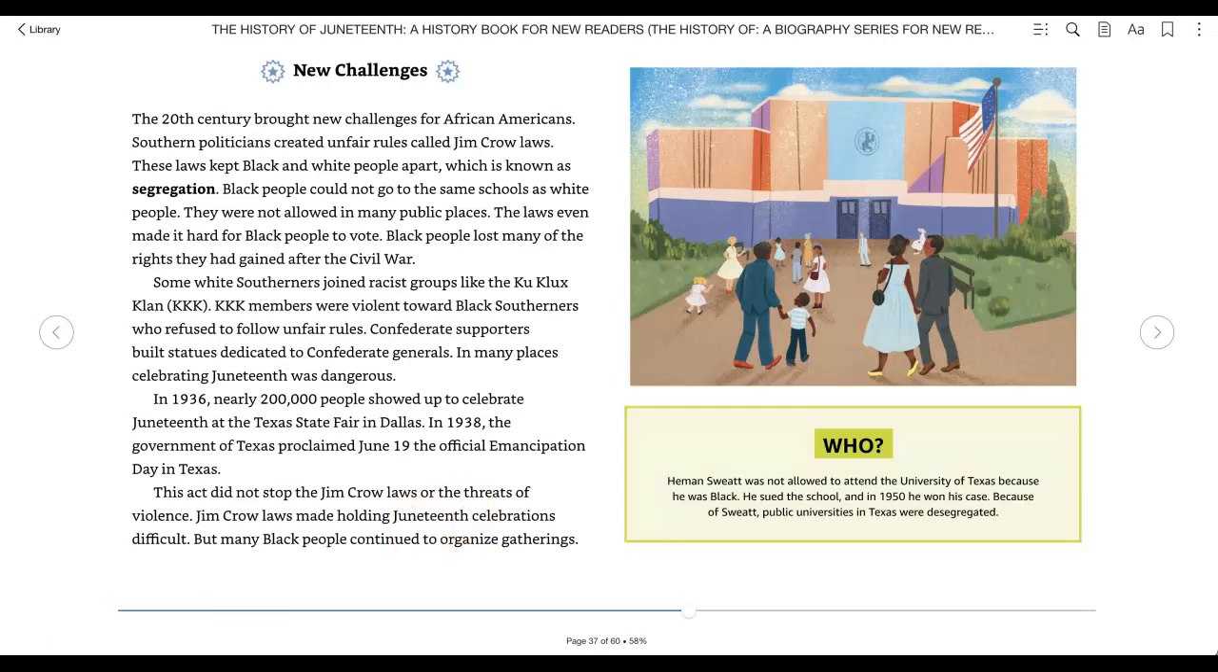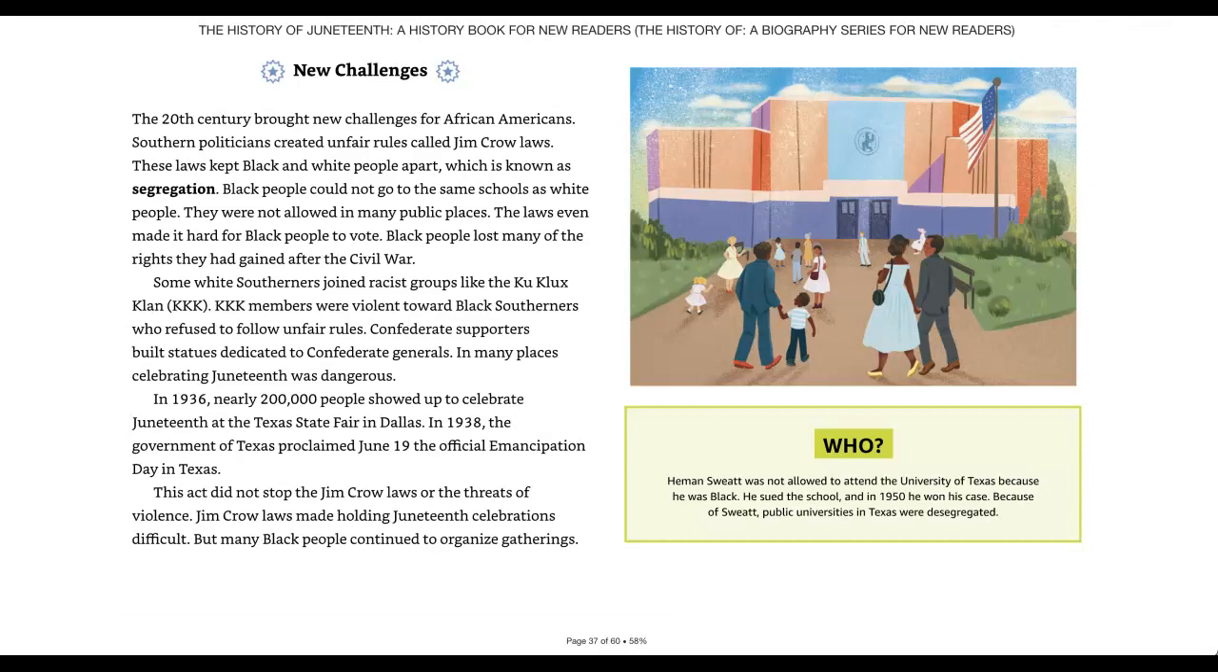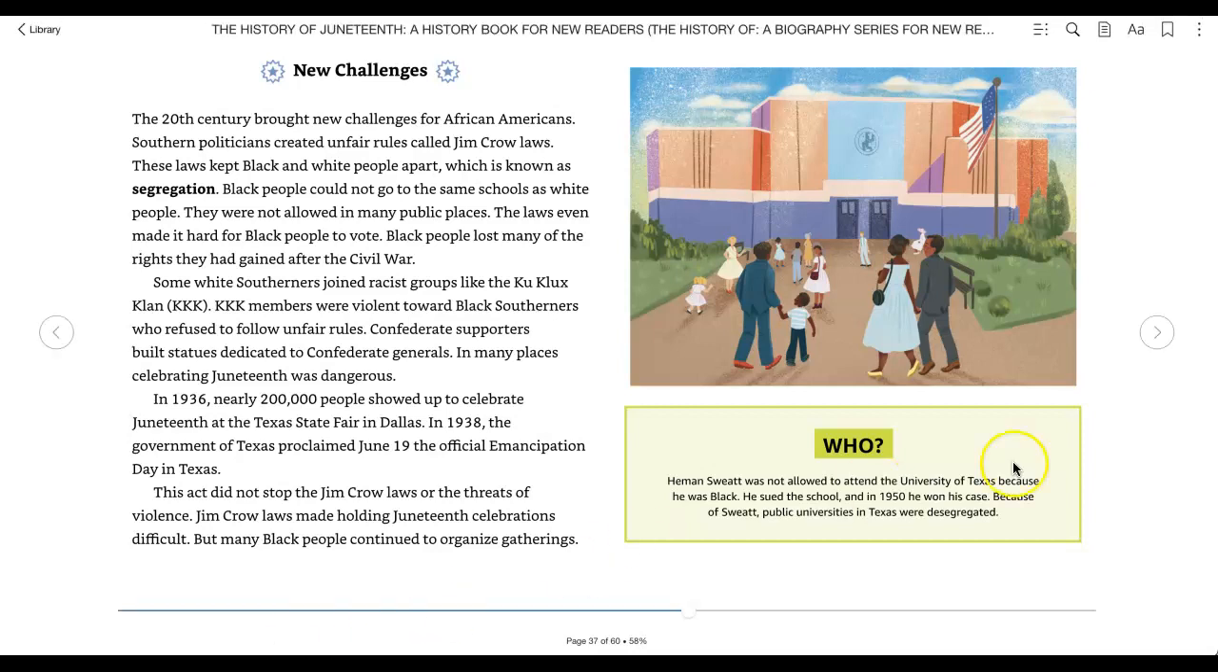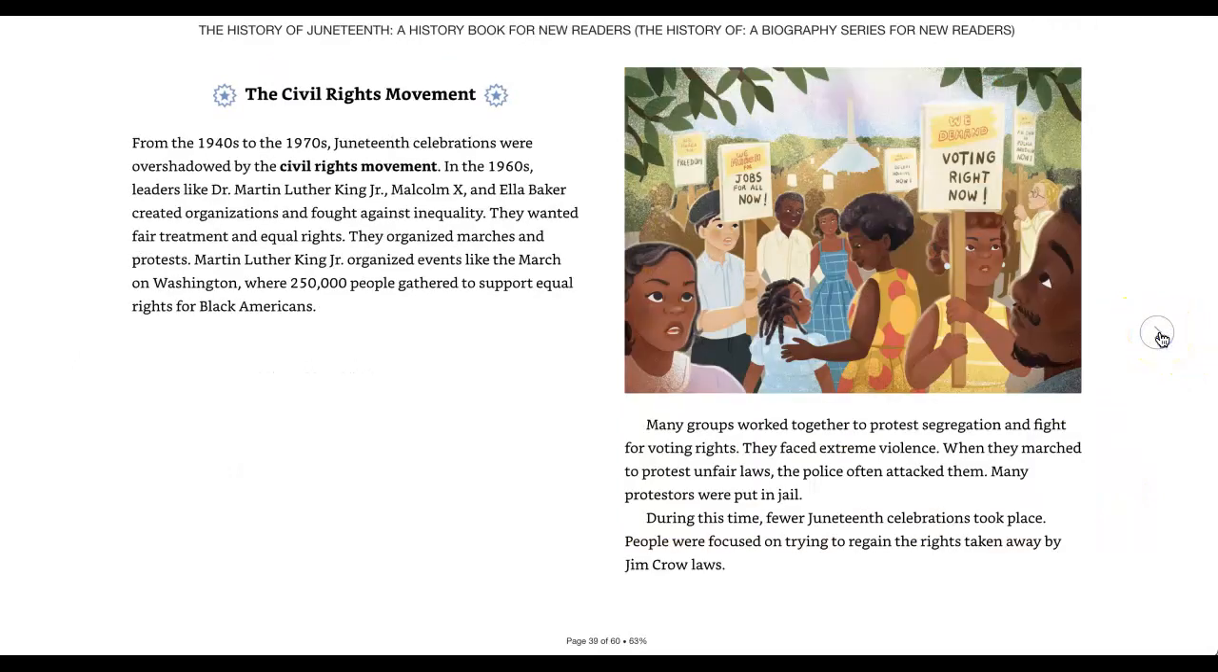Welcome back to our session 3 of the history of Juneteenth, a history book for new readers. This is going to be our final session as we finish chapter 6 and 7, and then students will have a what is Juneteenth quiz to take on forms. So we're going to pick up.